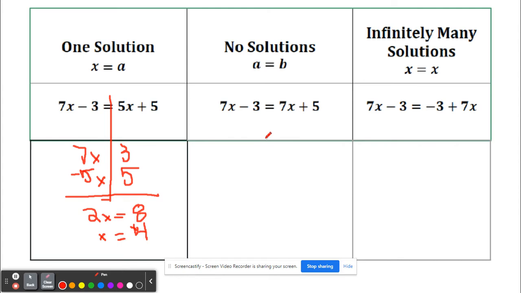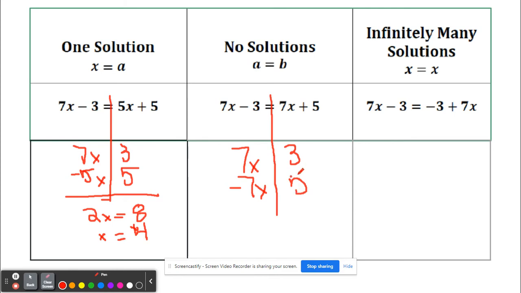The next one we have is something called no solution. So it looks really similar to the other problem, but the difference is you're going to see that nothing that we do is going to be able to make this true. So I'm going to bring down my 7x. I'm going to bring my negative 3 over here, and it's going to become positive 3. I'm bringing my 7x over here, and that's going to become negative 7x. And then I'm going to bring my 5 down here.